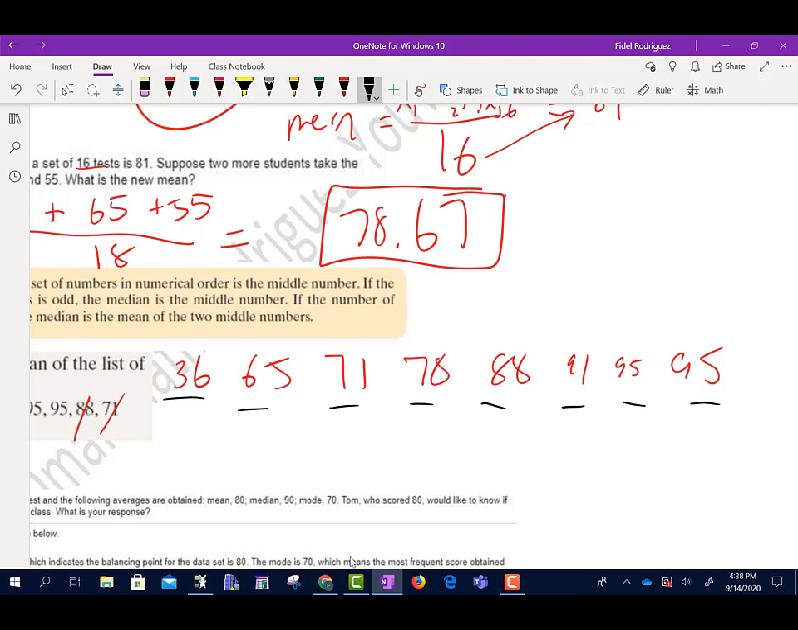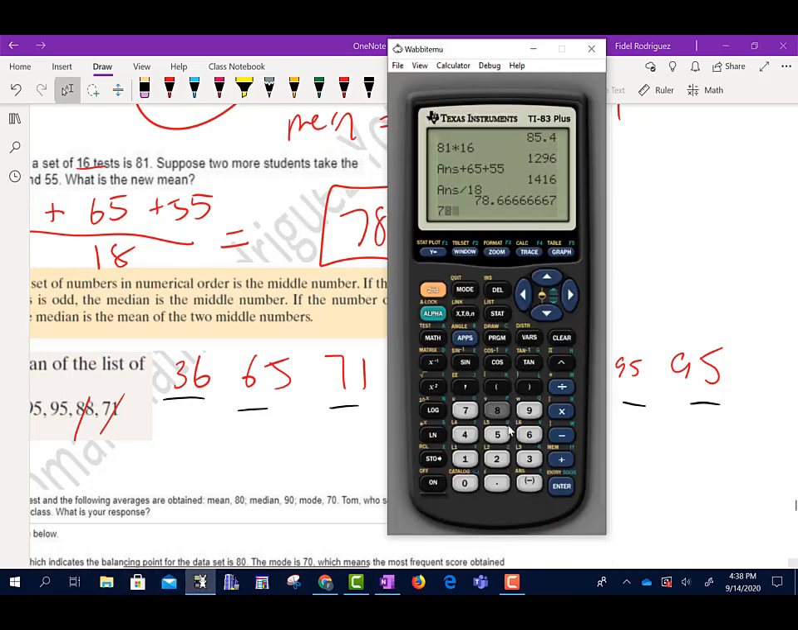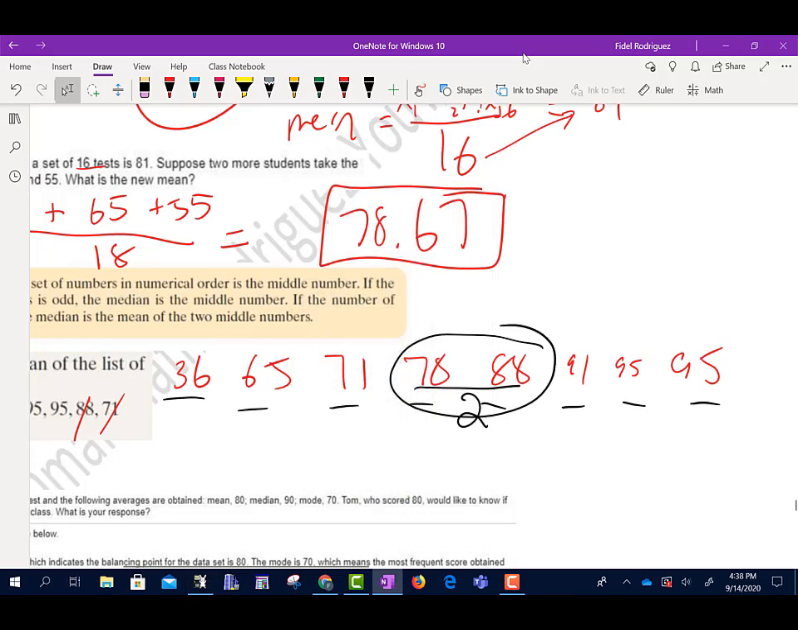So I'm looking for the number in the middle. In this case, there is no middle number, so I'm going to take these 2 and find their average. Let me grab my calculator and say, what's 78 plus 88, and let's divide that by 2. It's going to give me 83. Yes, 83.